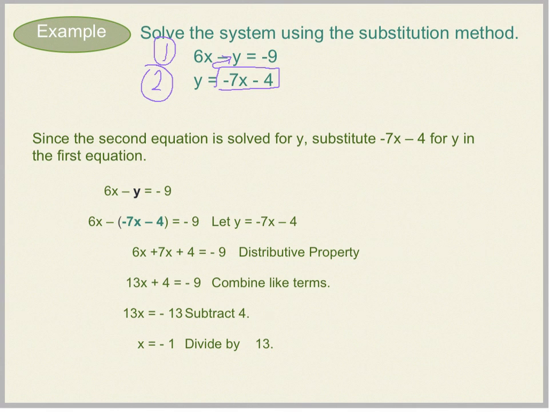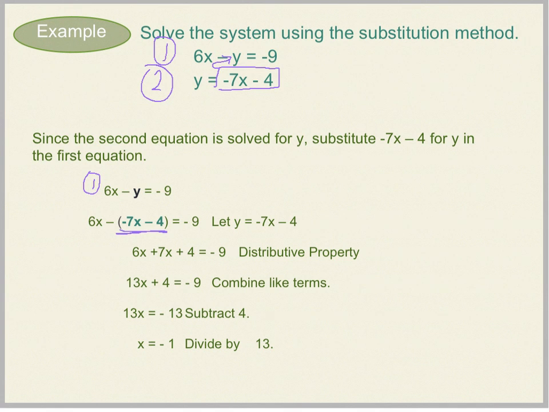Let's take a closer look at this substitution. I notice that 6x minus y equals negative 9 is my first equation, and I have taken what y equals in my second equation and plugged that in for the y variable. Notice that I kept the subtraction sign out front of that entire expression.